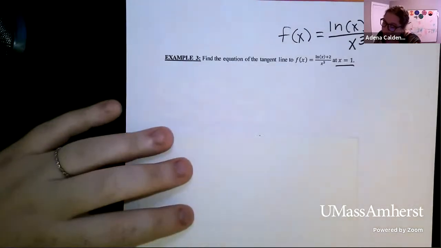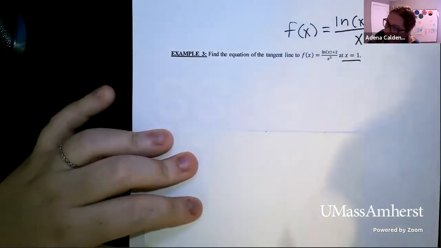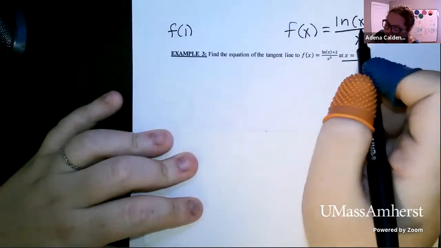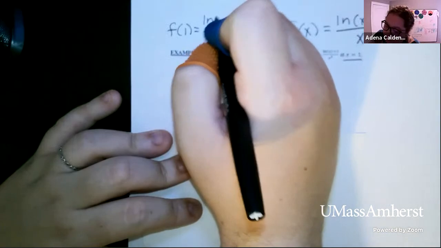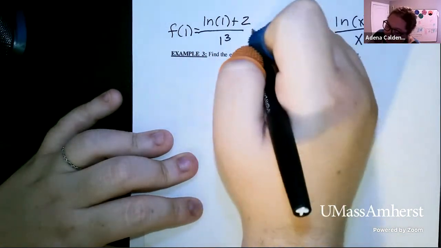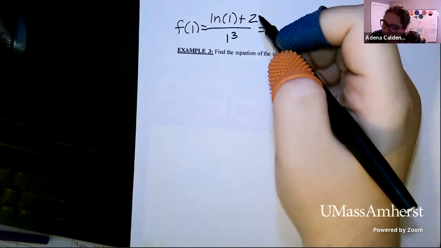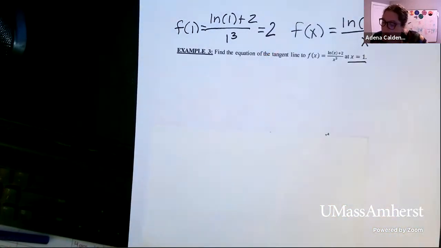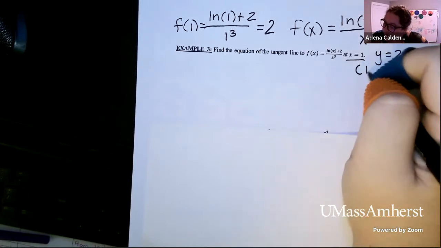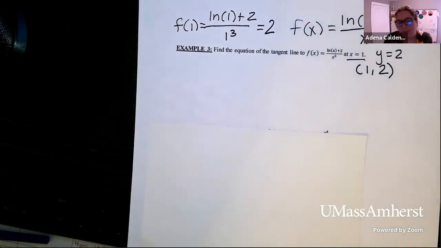All right, so again, for the equation of a tangent line, we need a point and a slope. We have half a point, so to get the y value, we need to plug the x value back into the original function. So here, if we crunch all these numbers, the natural log of 1 is 0, plus 2 divided by 1, it's going to give me a value of 2. So when x equals 1, y equals 2. So the point is (1, 2). So that's half of what we need.